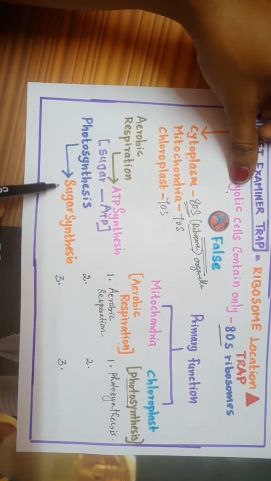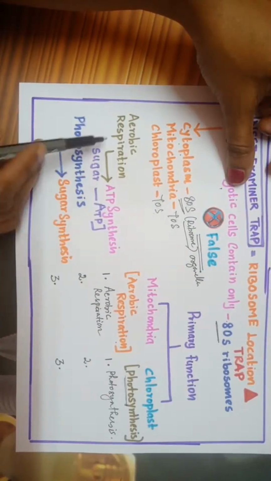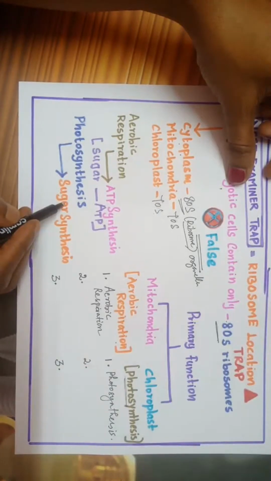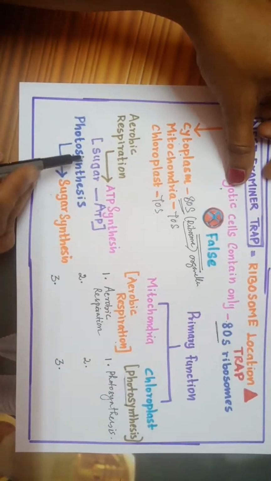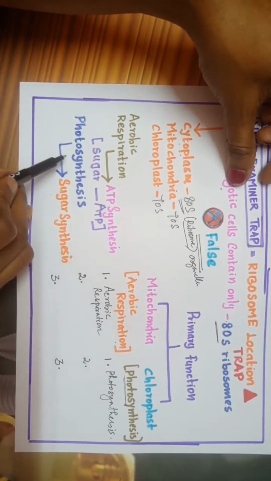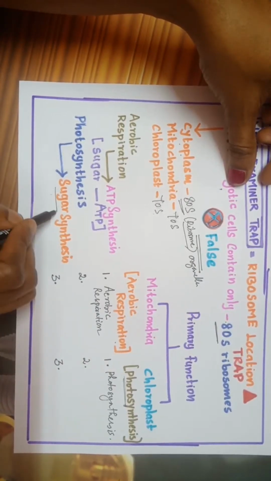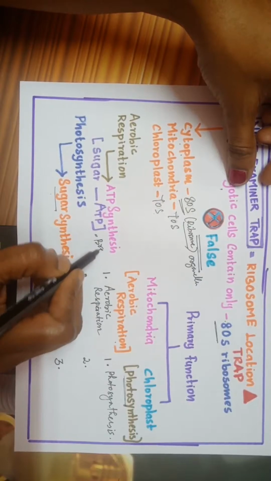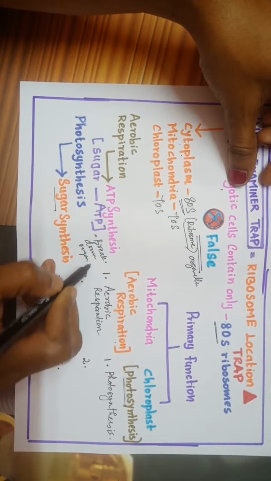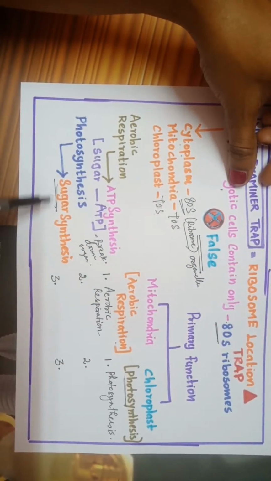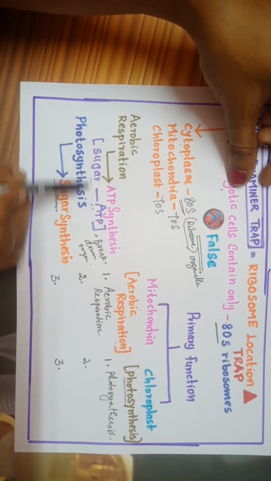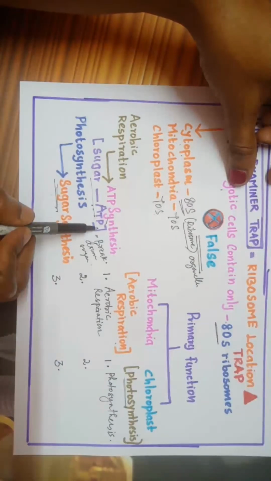Photosynthesis means sugar synthesis. Aerobic respiration means conversion of sugar to ATP, that is energy. This is synthesis of sugar. This is breakdown of sugar. Understood? Photosynthesis is synthesis of sugar. This is breakdown of sugar. You have prepared the recipe in the kitchen. Now it is time for you to utilize it, and mitochondria will convert it into energy in the form of ATP.